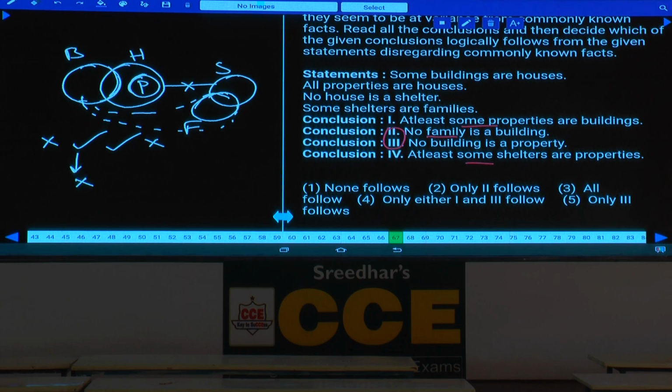Now the first one, some properties are buildings, now also it has become false. Then coming to the fourth one, some shelters are properties, now also it is false. Then what is your answer here? And the second one also does not follow. Anyhow, the second one is false. At the same time, the affirmative conclusion has not become true, hence it is not the case of either or.